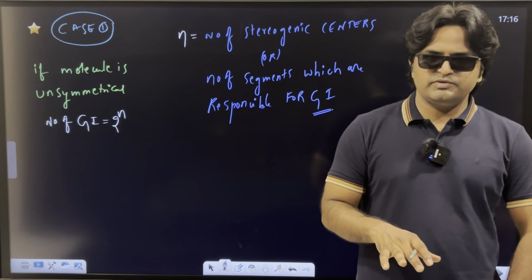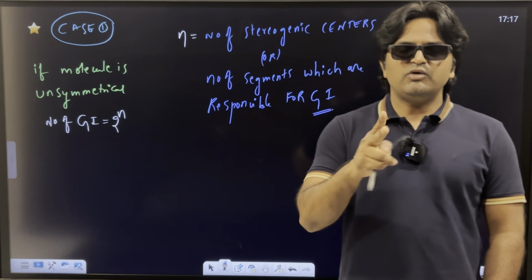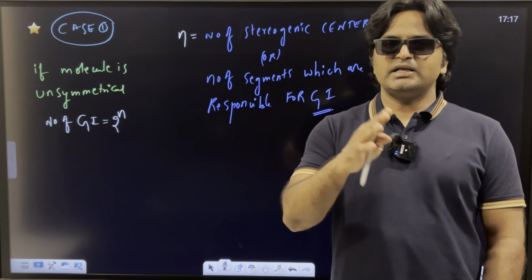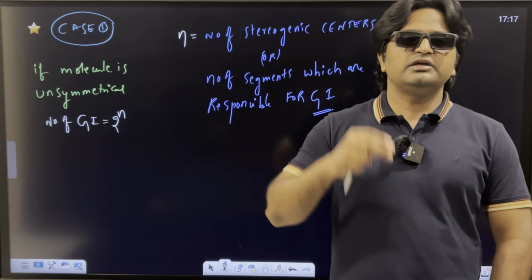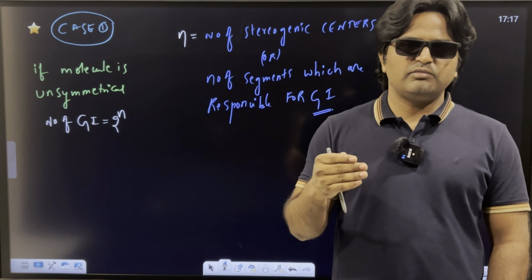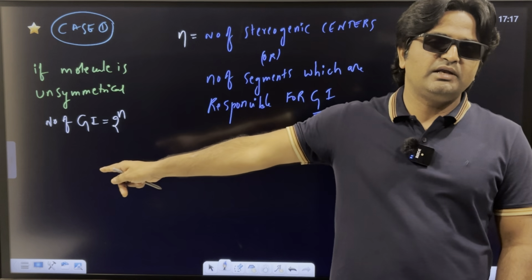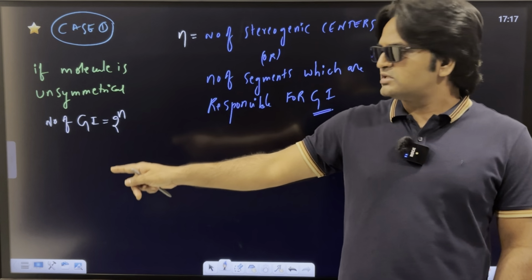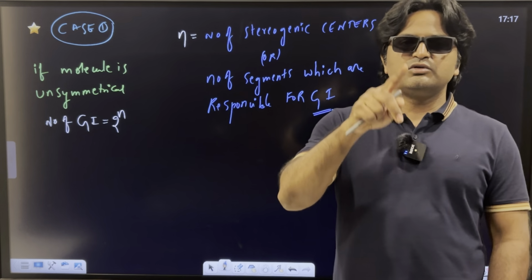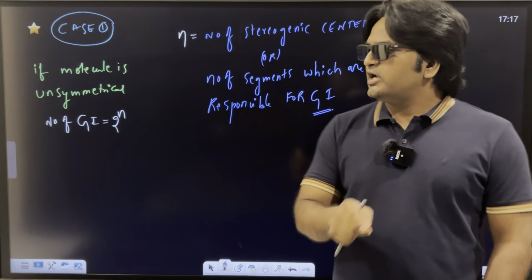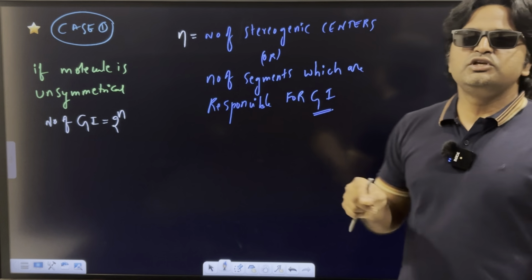That is the case 1 situation, right? So once again we have two different cases. First case, if the given molecule is an unsymmetrical molecule, and second case, if the given molecule is a symmetrical molecule, right? So if your molecule is unsymmetrical, how are we calculating the total number of geometrical isomers? Total number of geometrical isomers equals 2 to the power of n. Here what is the n value? The n value indicates the number of stereogenic centers.